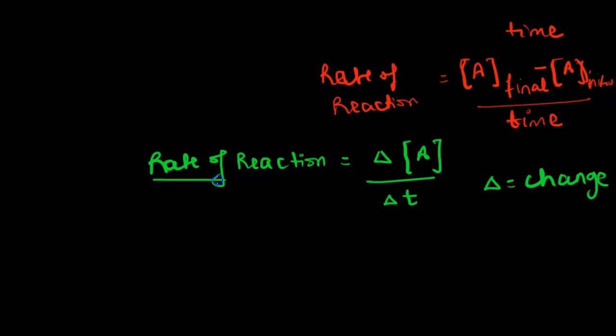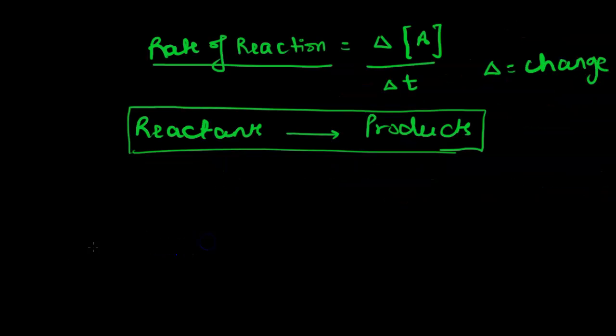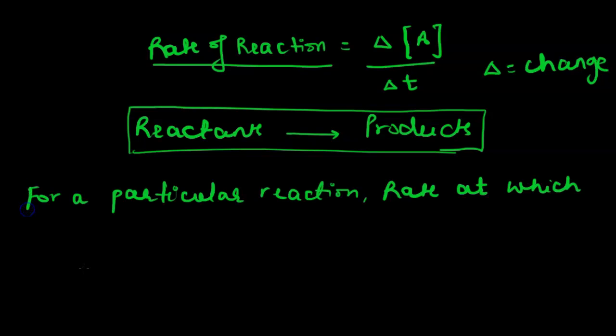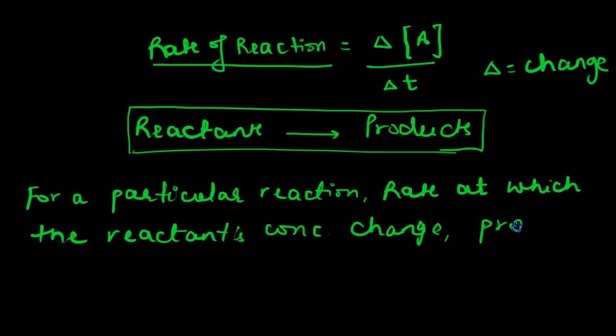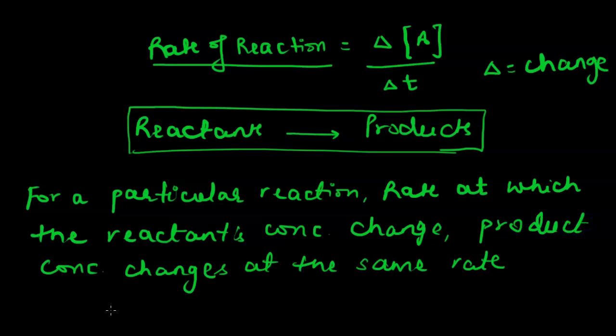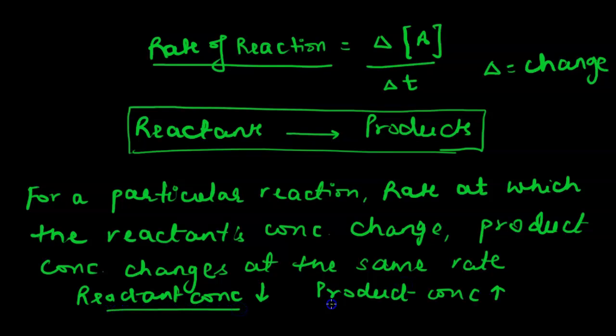Now since we're talking about the rate of reaction, and we all know that reaction means reactants give us products, one thing we have to keep in mind is that for a particular reaction, the rate at which the reactant concentration changes, the product concentration also changes at the same rate. The only difference is that the reactant concentration decreases, whereas the product concentration increases. But both of these things happen at the same speed.